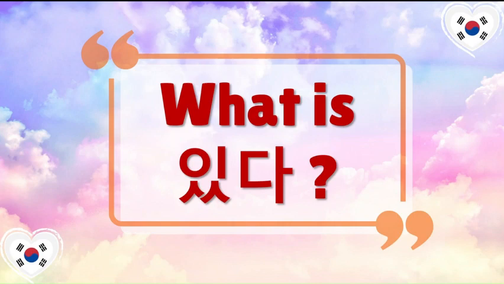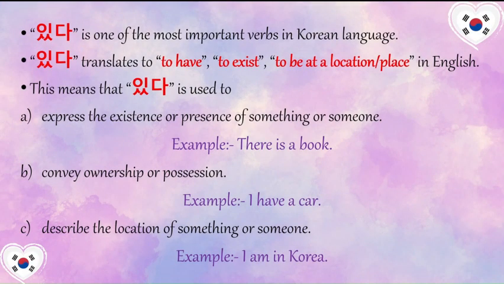What is itta? As I said earlier, itta is one of the most important verbs in the Korean language. Itta translates to have, to exist, or to be at a location or place. Now you might think, how are you going to identify which meaning you have to associate with itta? So you will be able to understand it with the help of the context. Okay, in which situation itta is being used in a sentence.